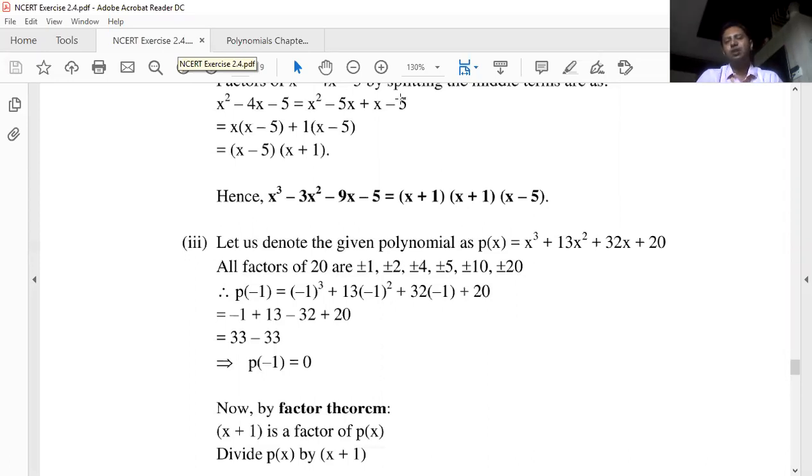If we substitute a positive value of x, because all terms are positive, that will never become 0. So we are substituting the negative values. P of minus 1 is 0.